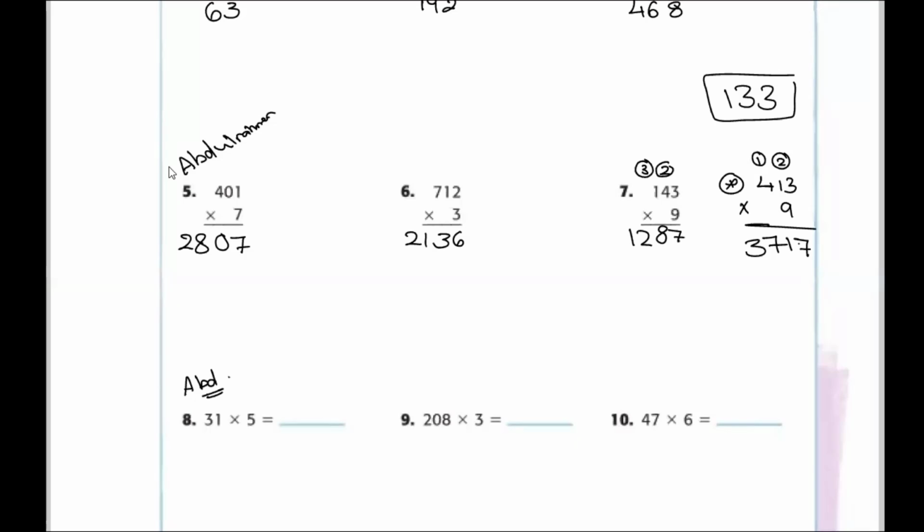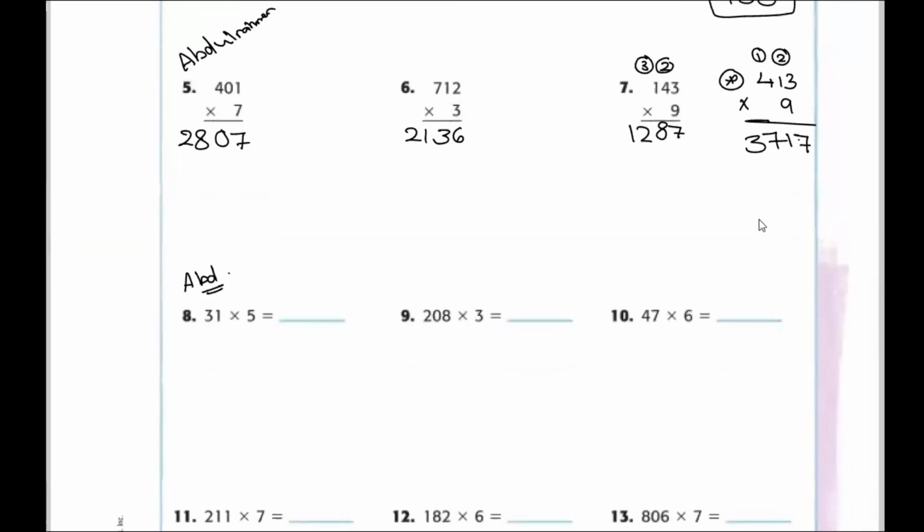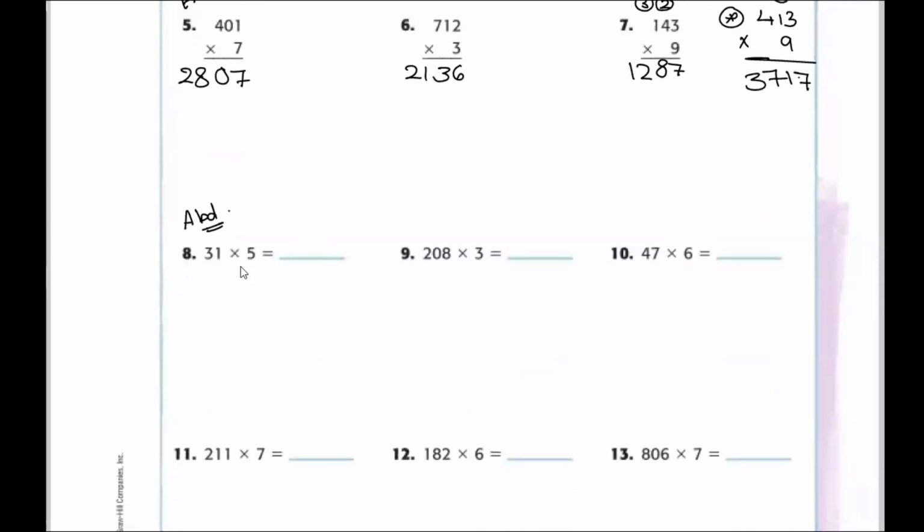Question number 8, Abdurrahman. Solve with me question number 8, please. When you find it horizontal, just write it in a vertical way. Just write 31 times 5. 5 times 1 equals 5. 5 times 3 equals 15. So the answer is 155. Then we have Walid to solve the next one, then Malik.